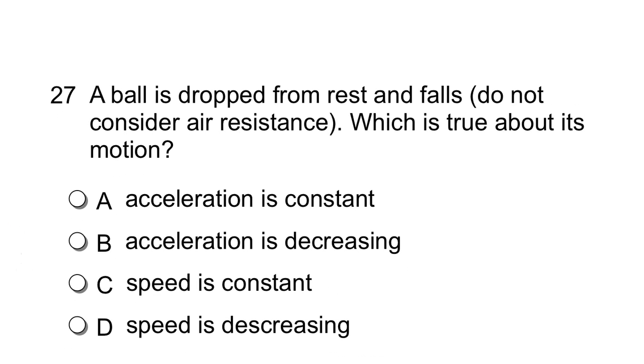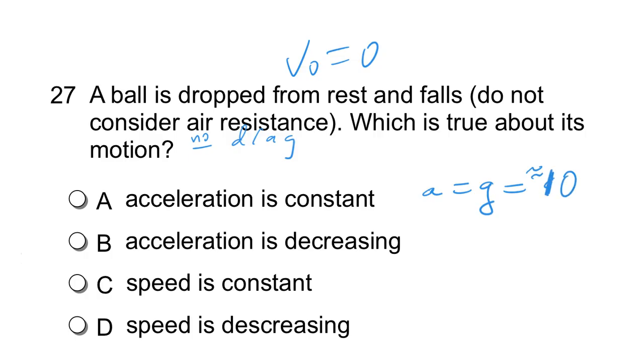Okay, let's do some of these. A ball is dropped from rest and falls. What is true about its motion? Okay, so VO is 0. Falls. Neglect air resistance or drag. So there's no drag. What is true about its motion? Acceleration is constant? Yes. A is equal to G is equal to negative 10 meters per second squared on Earth. No.